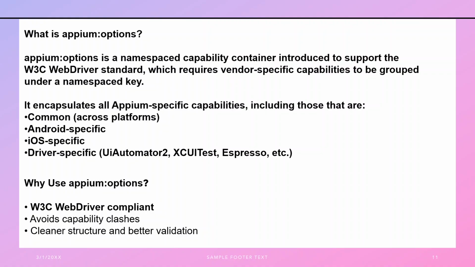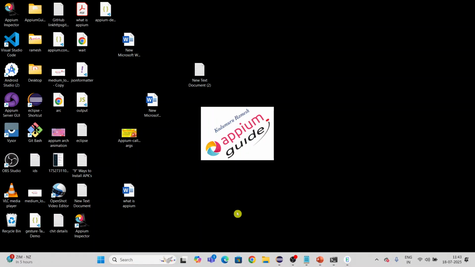The next is why we need to use the APM options. The first thing is to be bound with the W3C WebDriver compliance. Second, it avoids capability clashes, and one more thing is a clear structure and better validation. So that's why we use the APM options. Now we have seen these options, and now we will see this in practical.